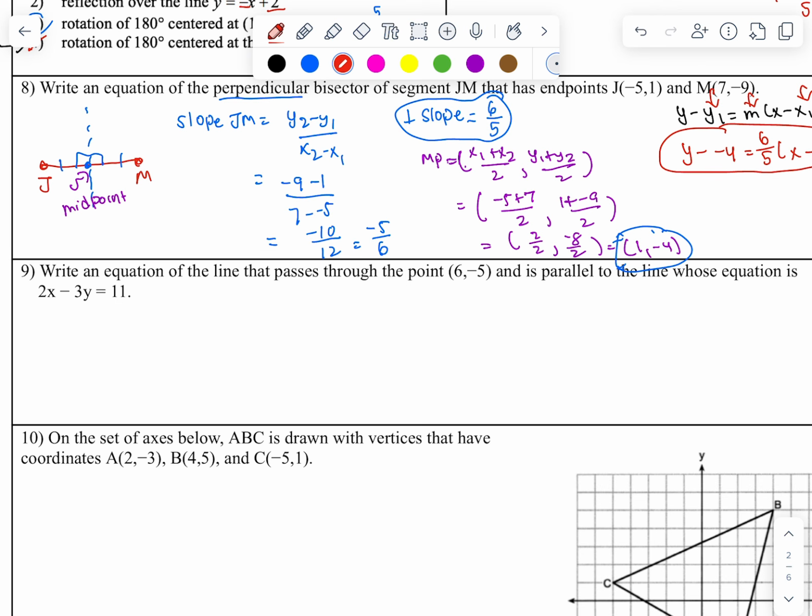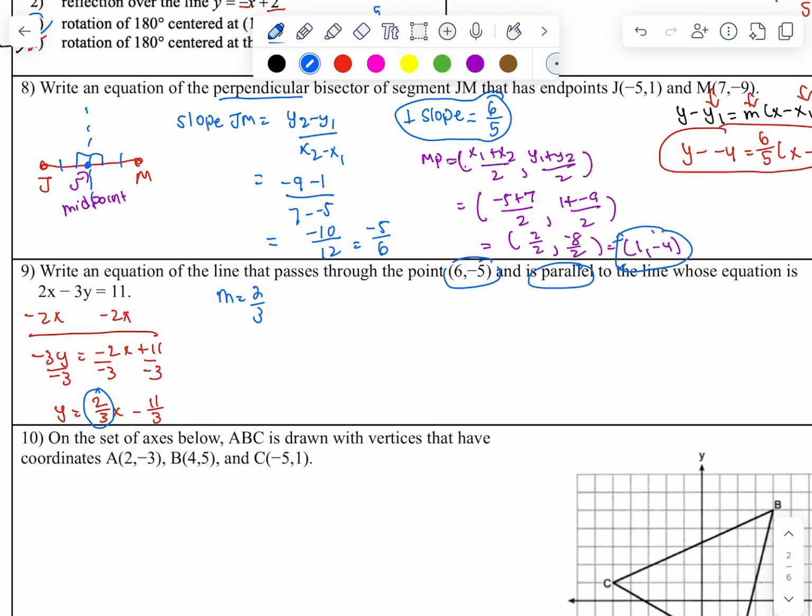Here, we're going to write the equation of a line parallel to the given line passing through the given point. So first I'm going to put the line that we're given into y equals mx plus b form. So I'm going to subtract 2x from both sides. And then I'm going to divide by negative 3. And I can see that my slope is 2/3. And since it's a parallel line, I'm going to use the same slope. So I'm going to be using 2/3.